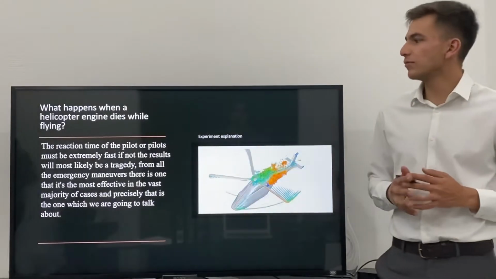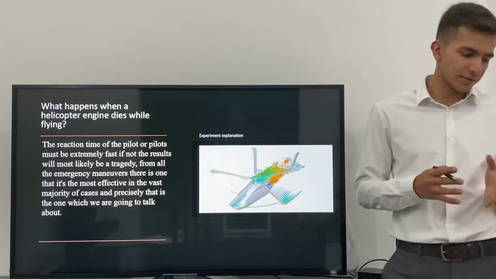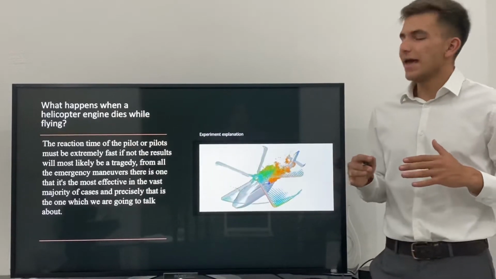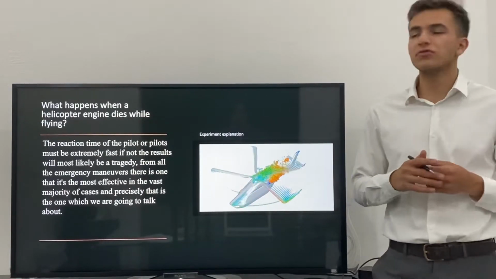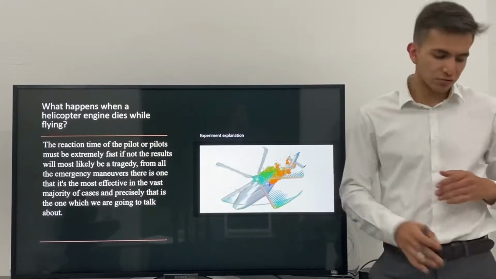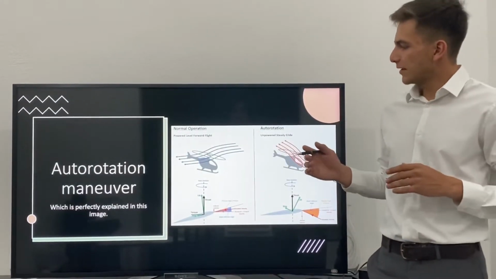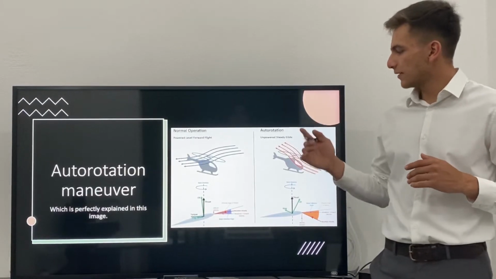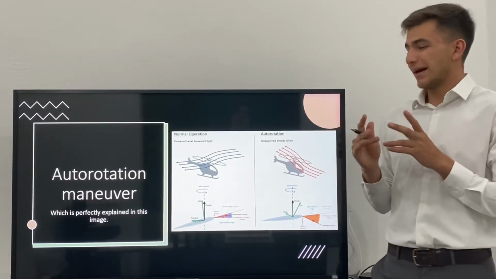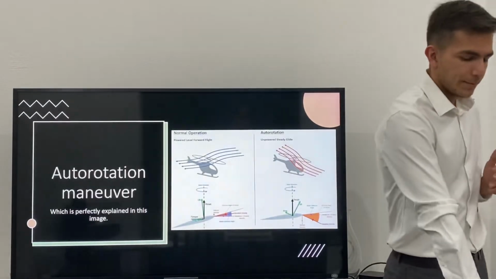So, what happens when the engine dies while flying? Well, the reaction of the pilot or pilots must be extremely fast if they don't want to finish in tragedy. The most effective maneuver we're going to talk about is the autorotation of the helicopter. This basically means that its transmission disconnects from the engine, so the air going down makes them kind of plane and land in a better way rather than a free fall.